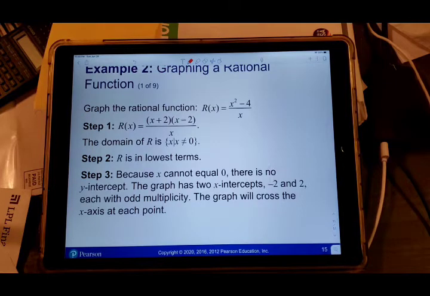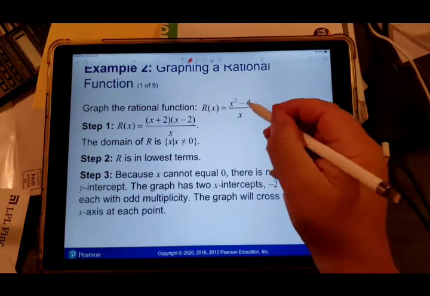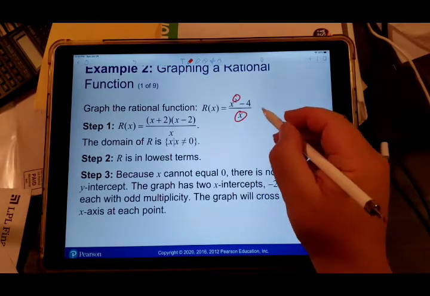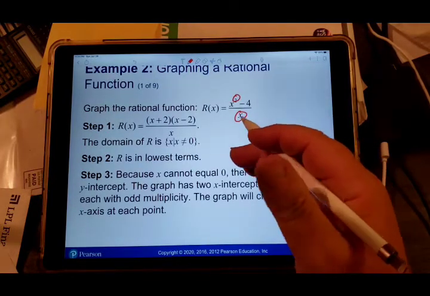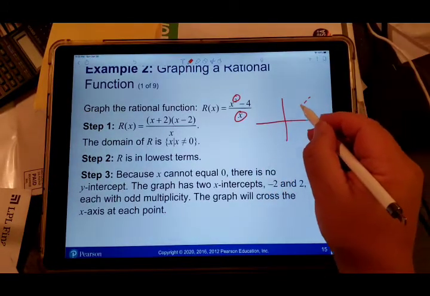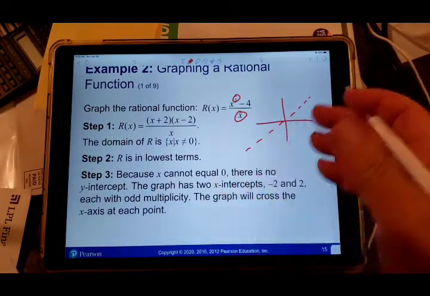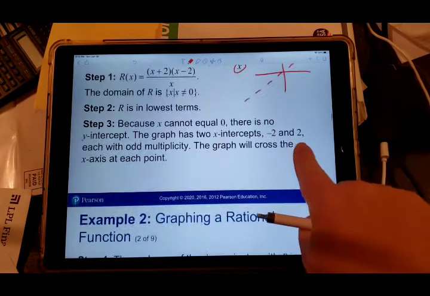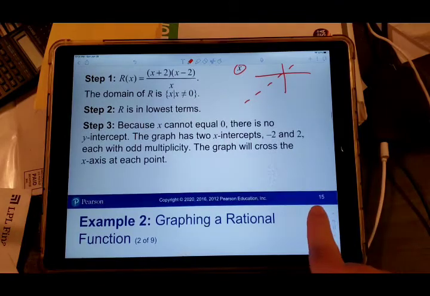Another example, all right. So in this example, the degree of the numerator is more than the degree of the denominator, and so that's going to involve an oblique asymptote. Maybe not that oblique asymptote, but an oblique asymptote. I'm not claiming it's what equation that is.